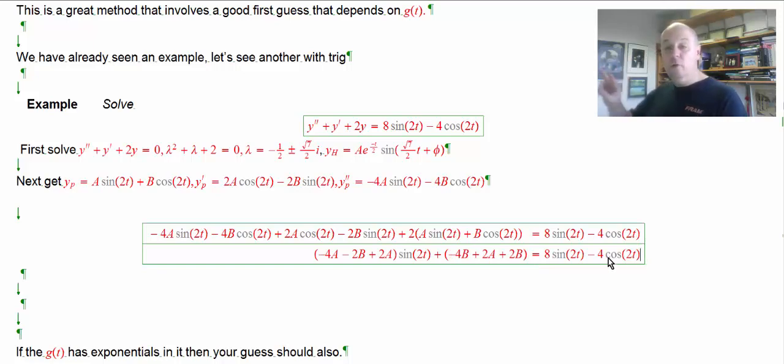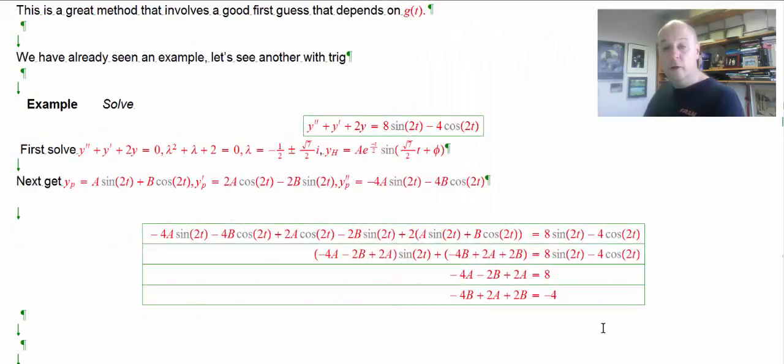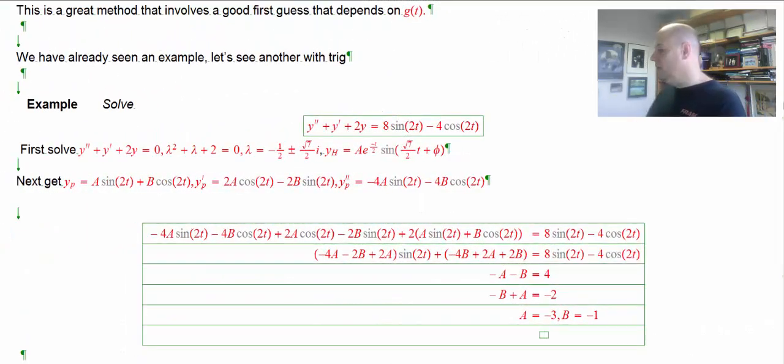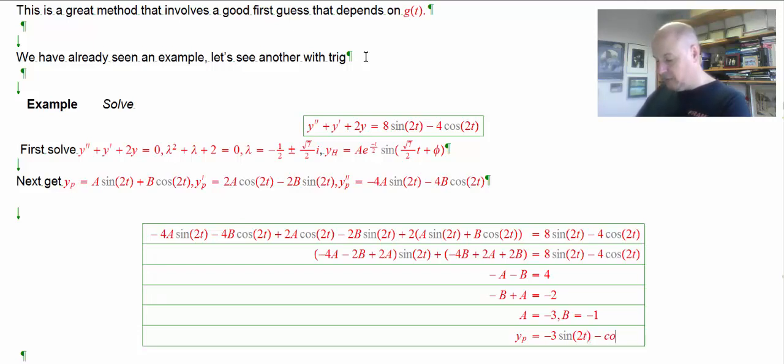So I've got two equations, two unknowns. Just solve them. There are the two equations. Simplify them, and I get a is equal to minus 3 and b is equal to minus 1. So our particular solution then is minus 3 sine 2t minus cos 2t.